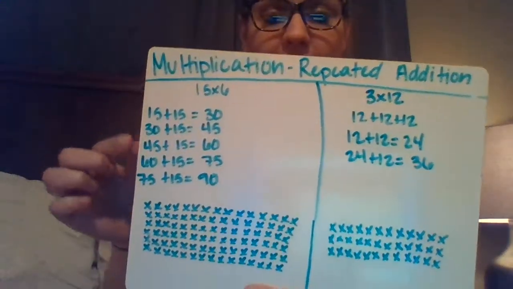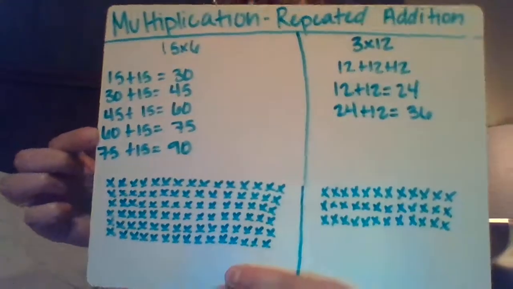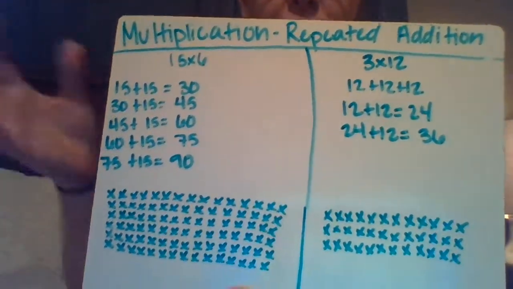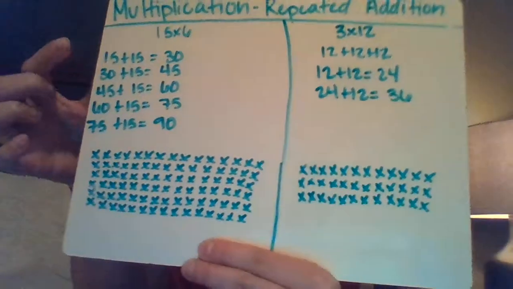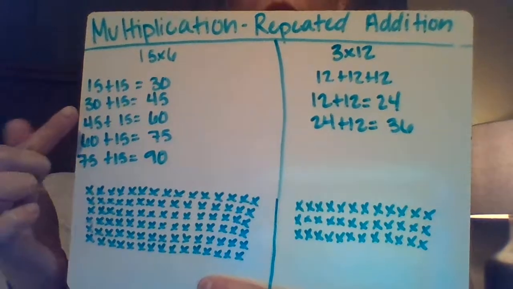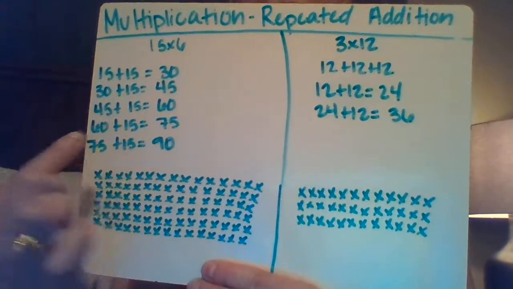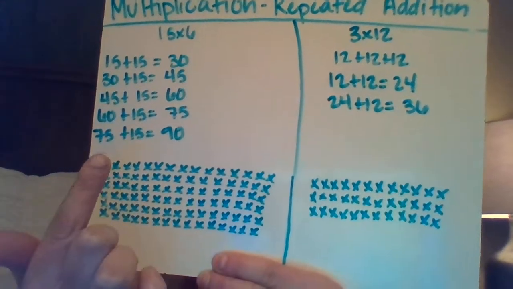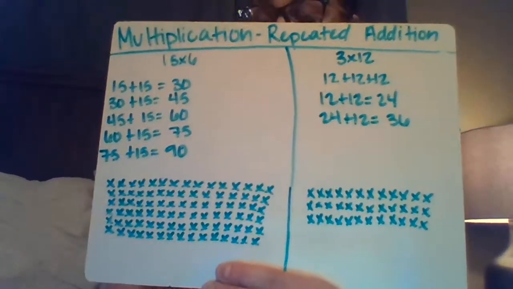So if we look right here at 15 times 6, you are literally just adding 15 to the total at the end. So 15 plus 15 is 30. Then 30 plus 15 is 45. 45 plus 15 is 60. 60 plus 15 is 75. 75 plus 15 is 90.